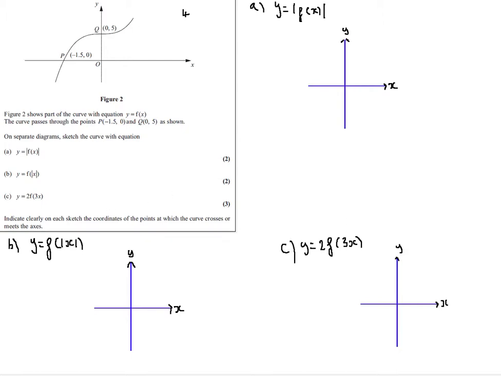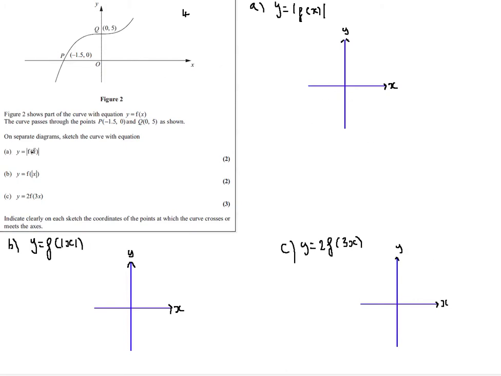Tutorial on the June 2012 paper, and here's question 4. It's a graph question, and we're asked on separate diagrams to sketch the curve with the equation, and here are the 3 equations we're asked to sketch. And we're given a graph with the equation y equals f of x, and we're given 2 points, and on each of the graphs we're asked to show where those 2 points would be.